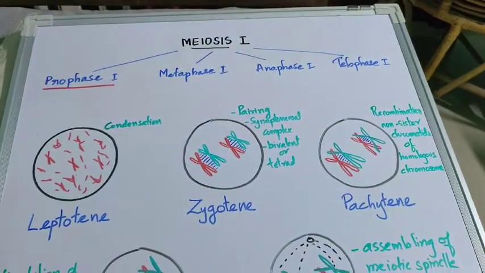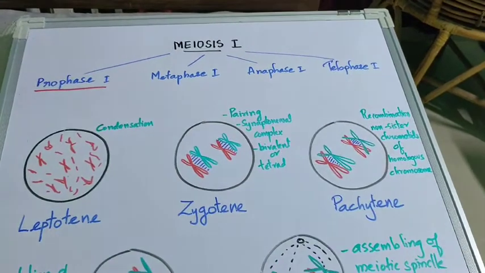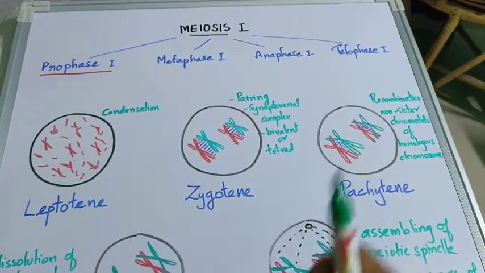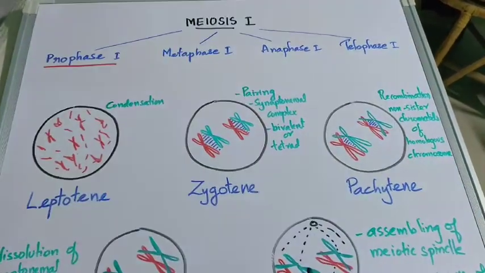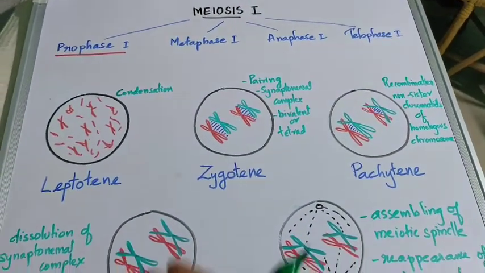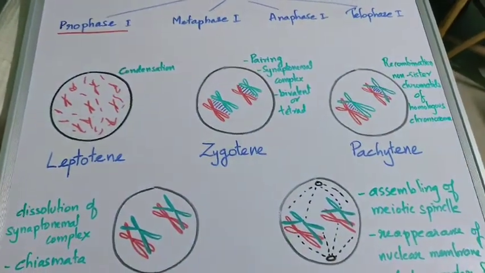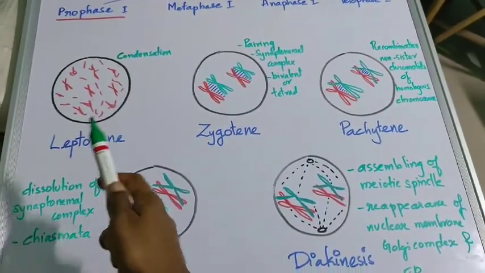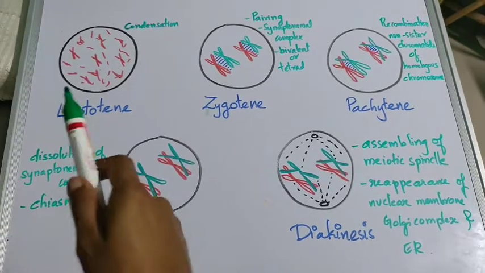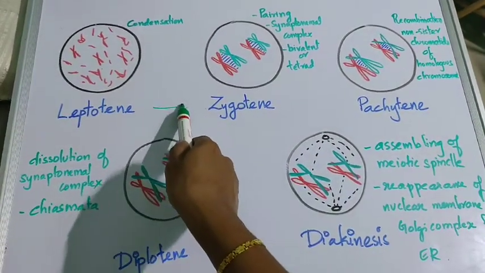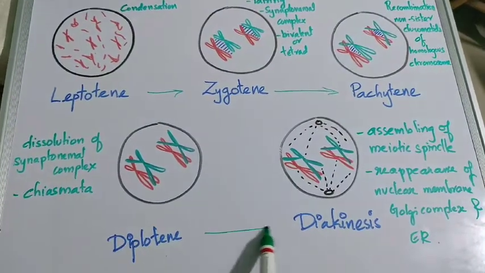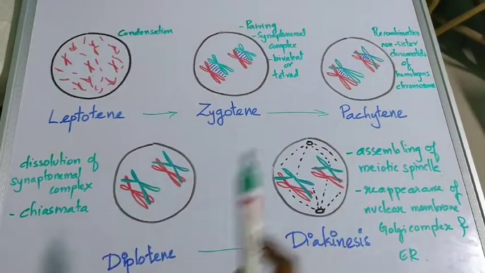First, we'll discuss meiosis 1. Now, meiosis 1 has four stages of karyokinesis, that is prophase 1, metaphase 1, anaphase 1, and telophase 1. Out of all these four phases, prophase 1 is the longest and more complex one. Since it is a much more complex stage, it has been divided into five further stages to understand better. These are leptotene, zygotene, pachytene, diplotene, and diakinesis. There is a particular order in it, from leptotene to zygotene, from zygotene to pachytene, from pachytene to diplotene, and from diplotene to diakinesis. You have to remember this in order only.